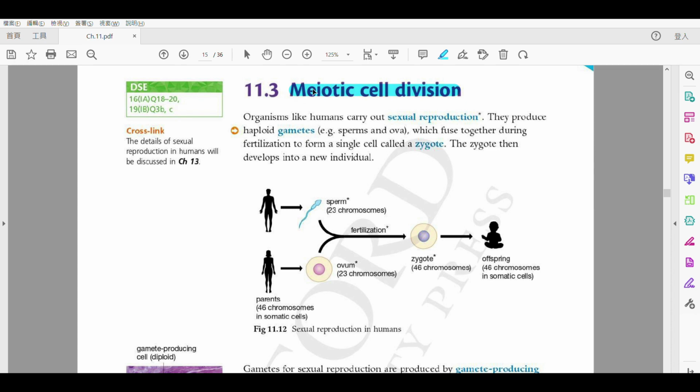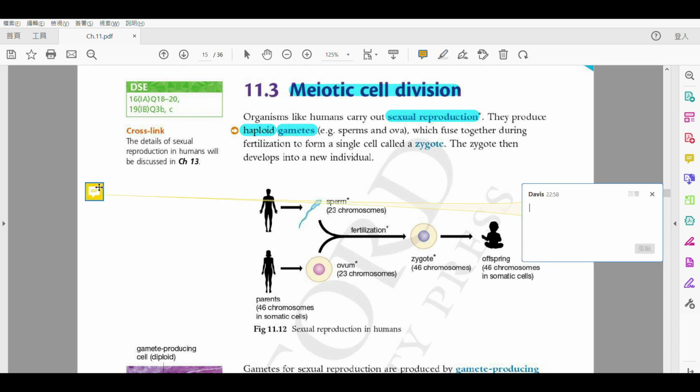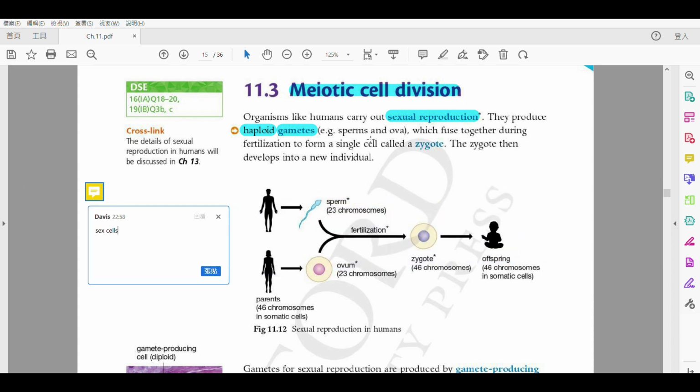Alright, so what is meiotic cell division? First of all, it happens when there is sexual reproduction. 當有 sexual reproduction 嗰陣時，有性生殖嗰陣時，先至會 take place 嘅。If you still remember 11.1, we said that meiotic cell division takes place in gametes. Gametes, another name would be sex cells. There are two examples: one of them is sperm and the other is ova.